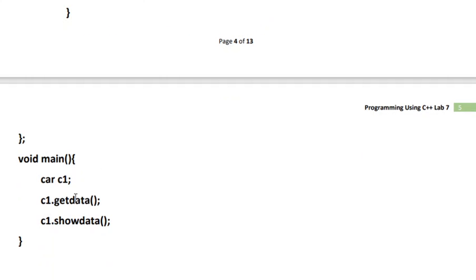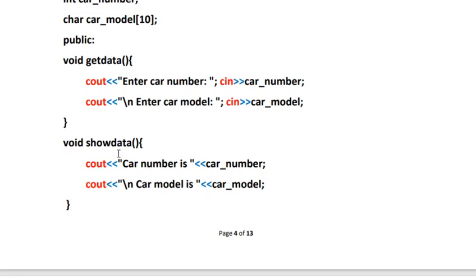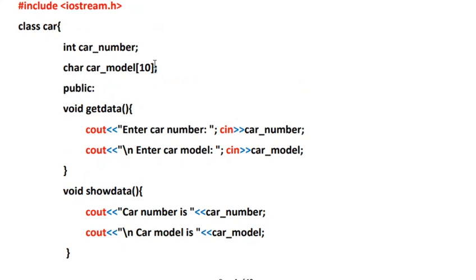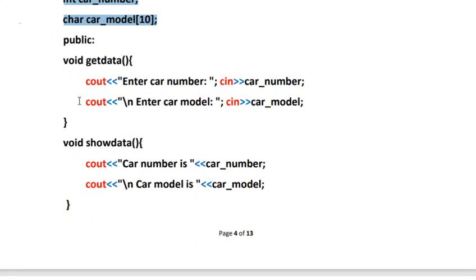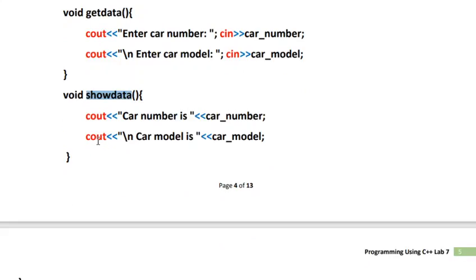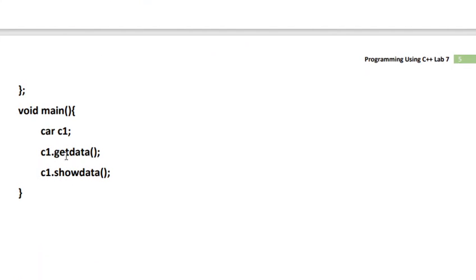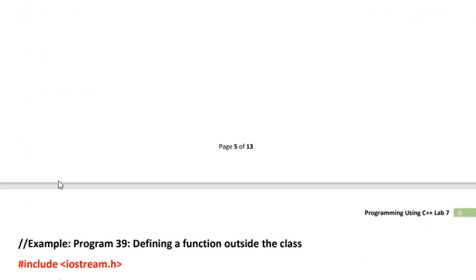So get data and show data can be put to use in order to have access to the private members of the class. So here again I'll repeat it. Since car number and car model are the private members, you cannot directly access them using the member access operator. So it has to be done through the interfacing function. So here we have two public functions, get data and show data. So C1.getData will allow one to have access to the private member, likewise show data as well.